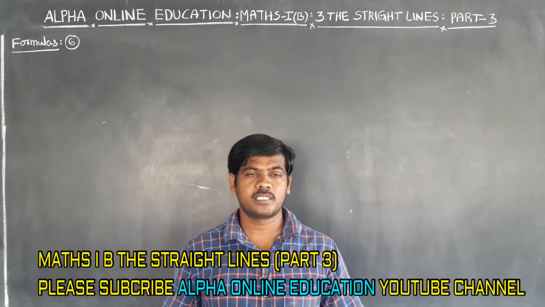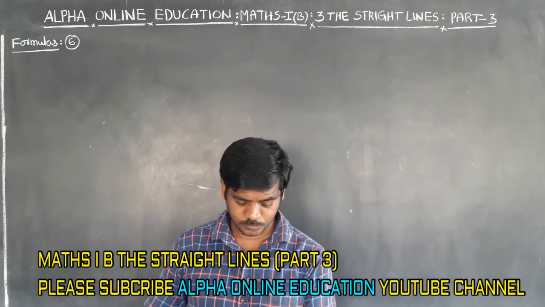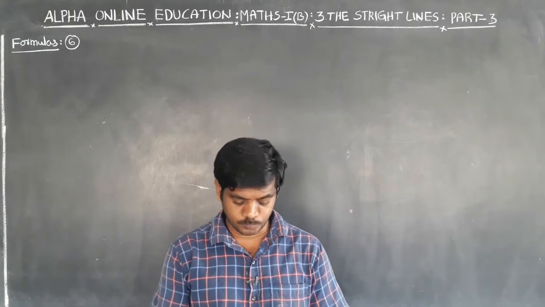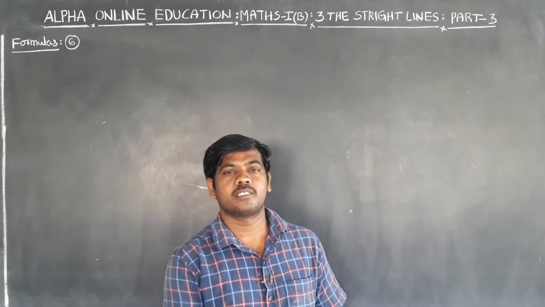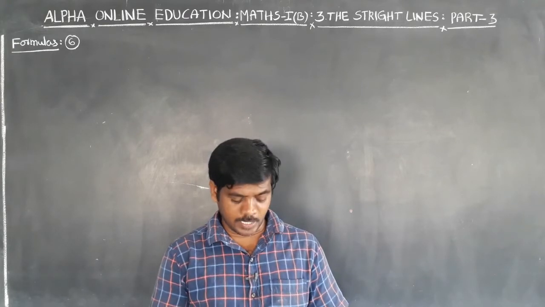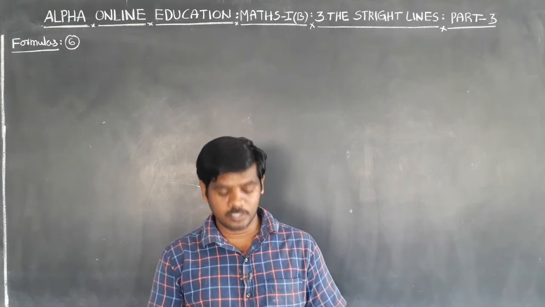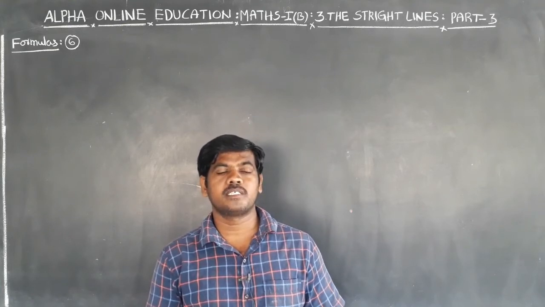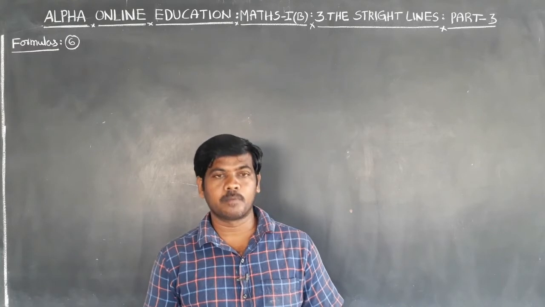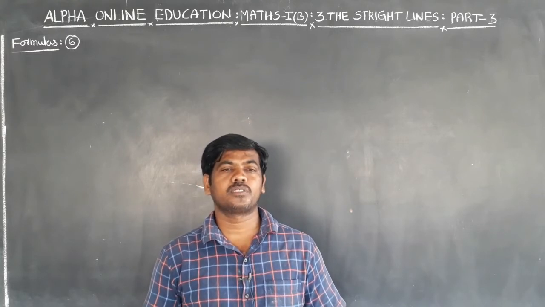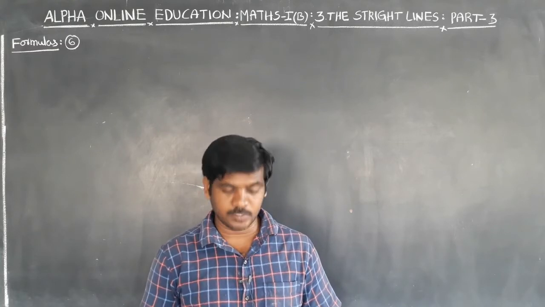First one is slope. Second one is if the two lines are parallel, then their slopes are equal. Third one is if the two lines are perpendicular, then the product of the slopes is equal to -1.